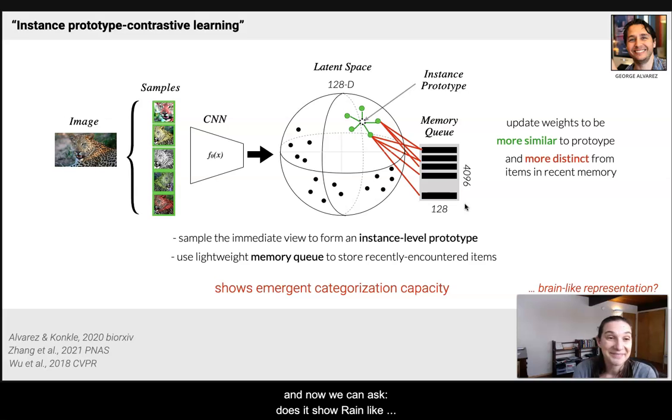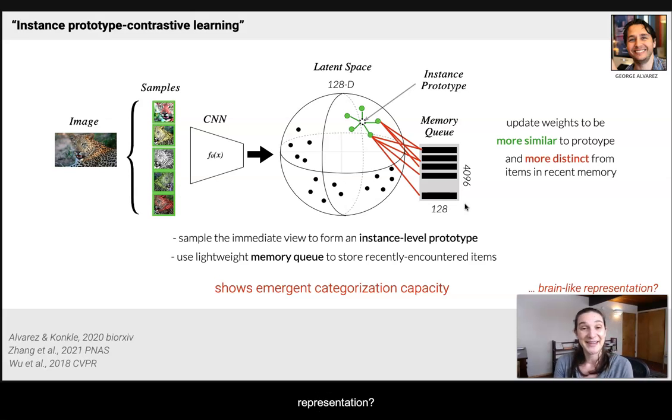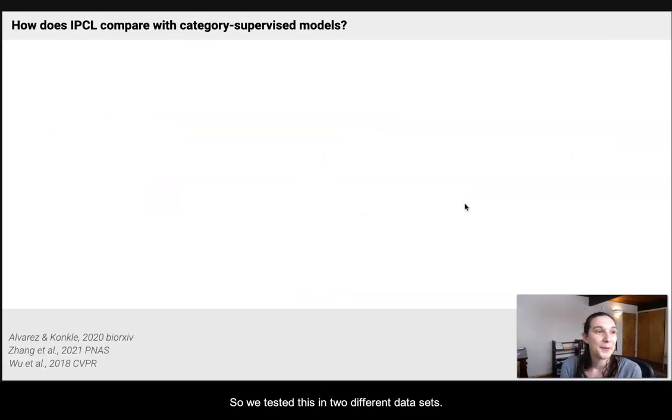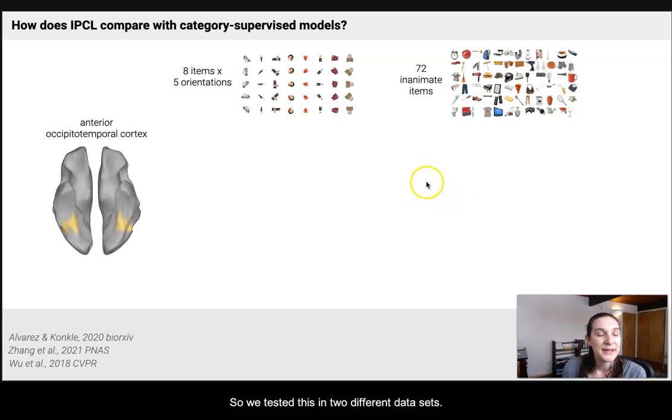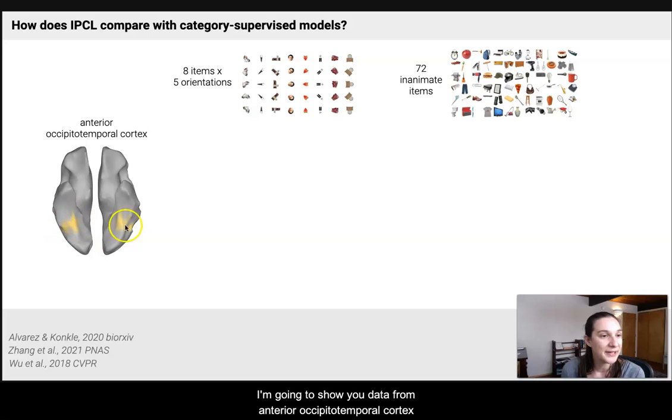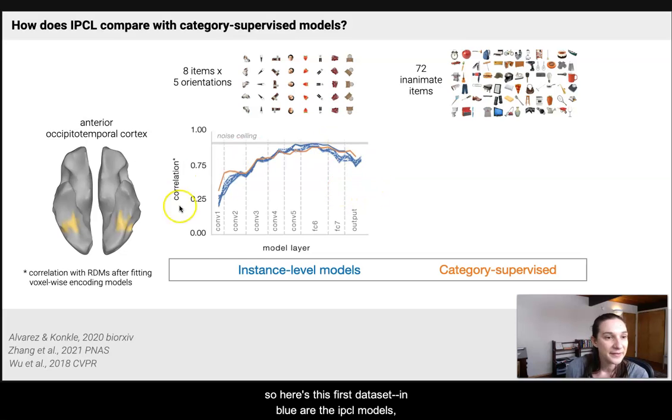And now we can ask, does it show brain-like representation? So we tested this in 2 different data sets. So I'm going to show you data from anterior occipital cortex. In this data set, which has 8 items that vary in their orientation, and another data set that's 72 inanimate items. So here's this first data set.